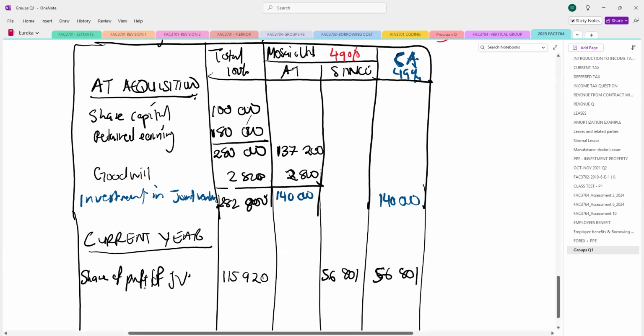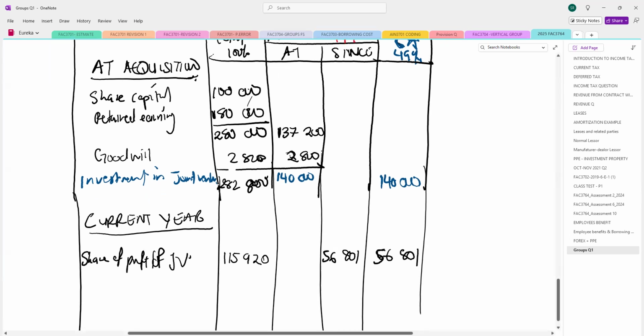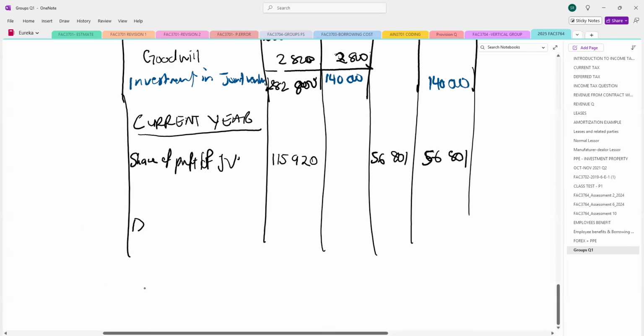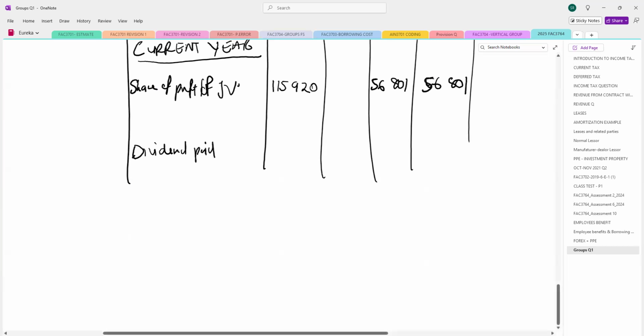Right. Then I'm going to look for intragroup transactions. I'm also going to look for dividends. Now, before I go to intragroup transactions, let me just skip that. Let me go to dividends because it's easy. Dividends is already given to us. Might as well do this before we actually take our time explaining the intragroup transactions.